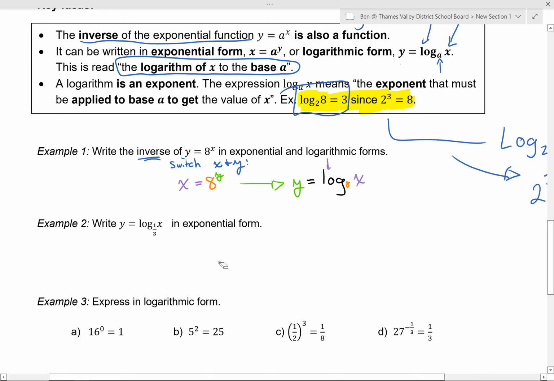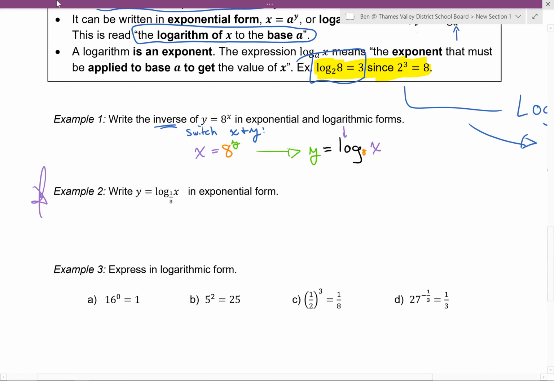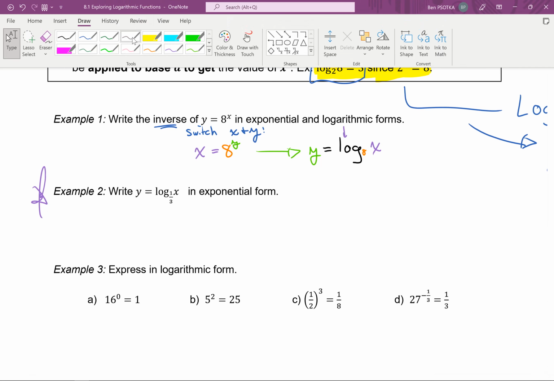All right, now we should be able to... I'll leave example 2 for you to try out on your own. You should be able to handle that. The only difference is that our base is now a fraction, right? And we're switching in the other direction. You know what, maybe I will handle this. We're switching in the other direction.